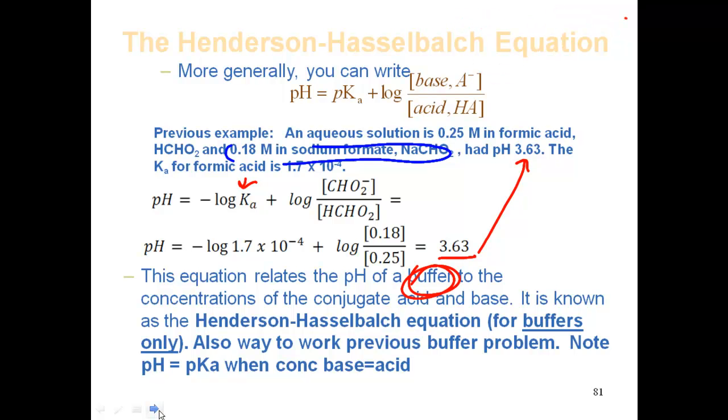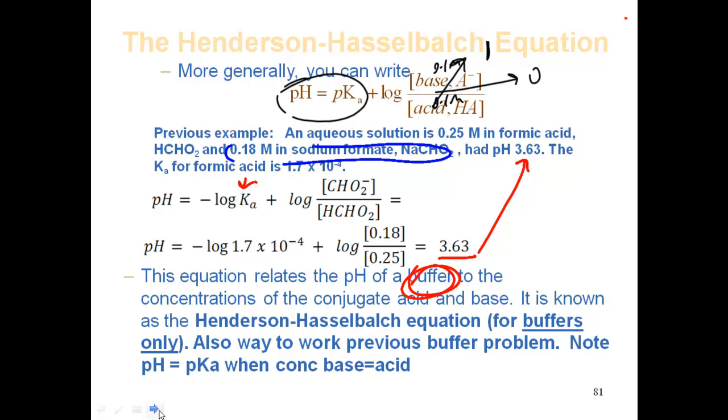Okay. If, say, for instance, I had 0.1 molarity of my base and 0.1 molarity of my acid, well, what happens? 0.1 divided by 0.1 is equal to 1, right? What's the log of 1? The log of 1 is 0. So in an instance where the concentration of my base and the concentration of my acid are equal, they're the same concentration, then pH equals pKa.